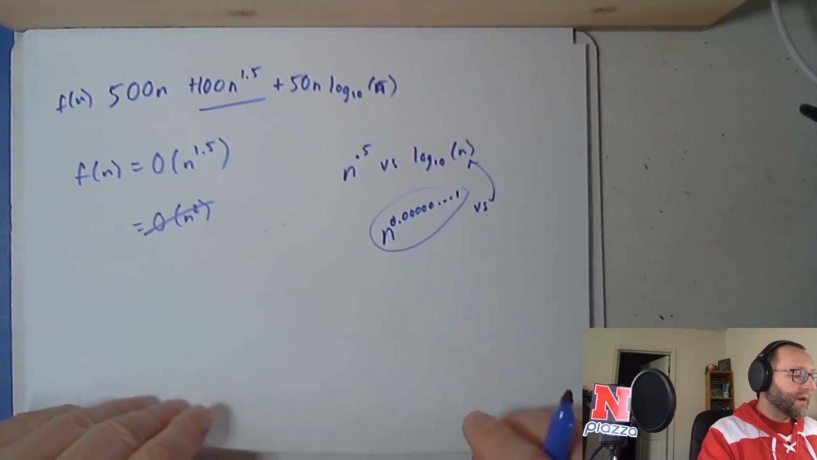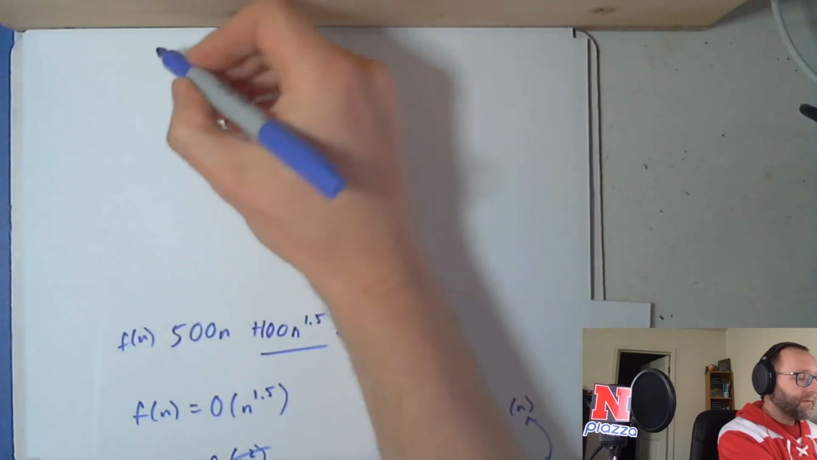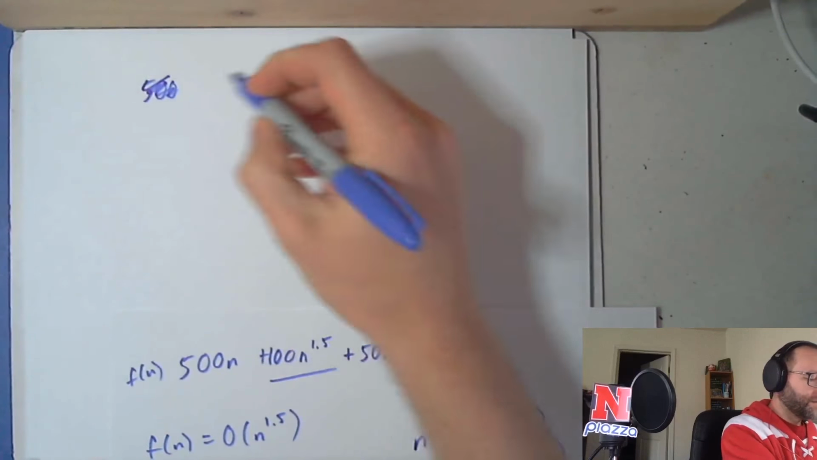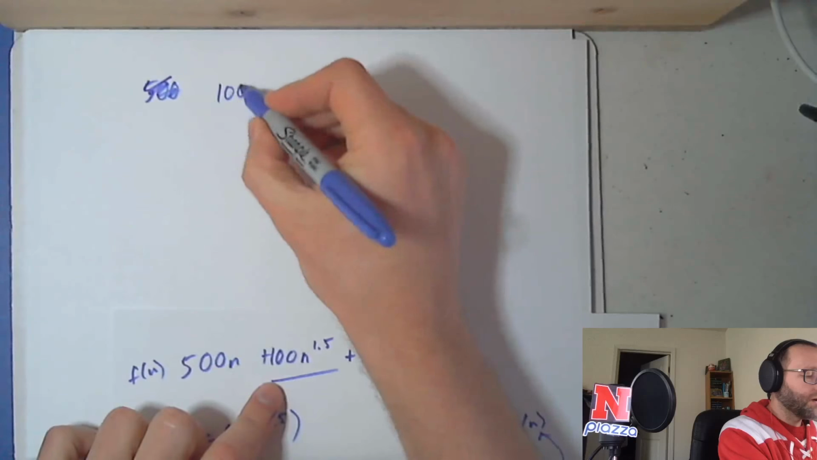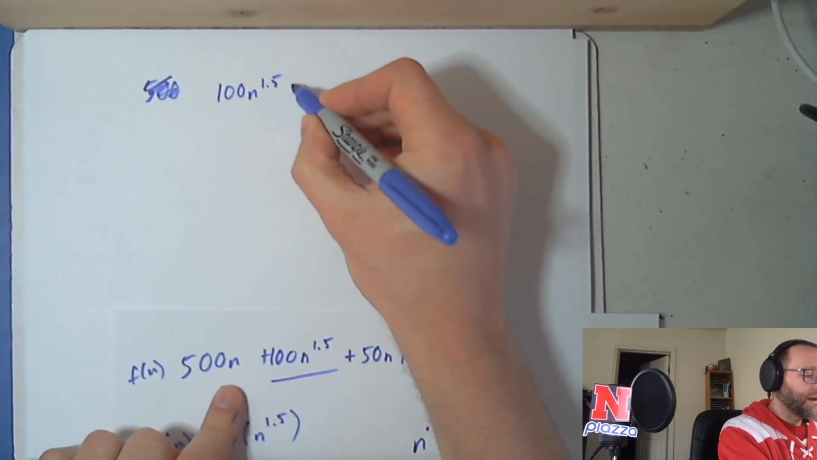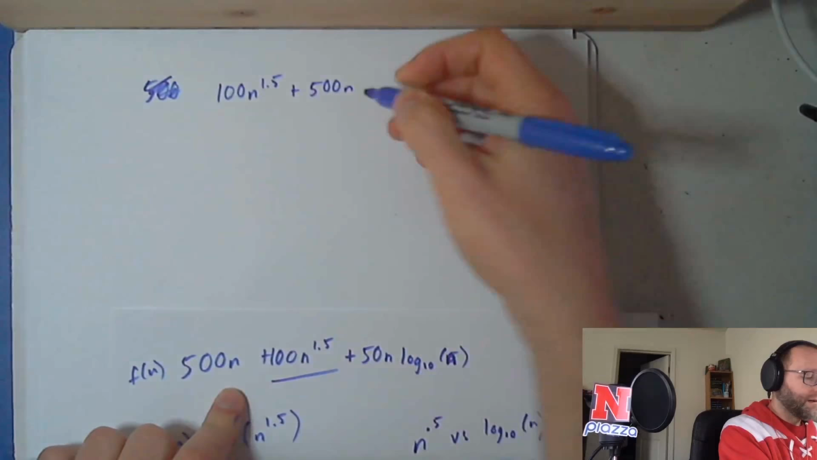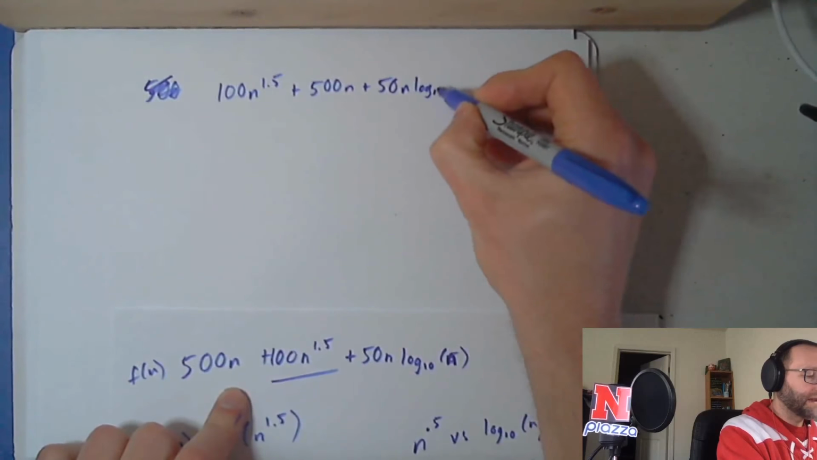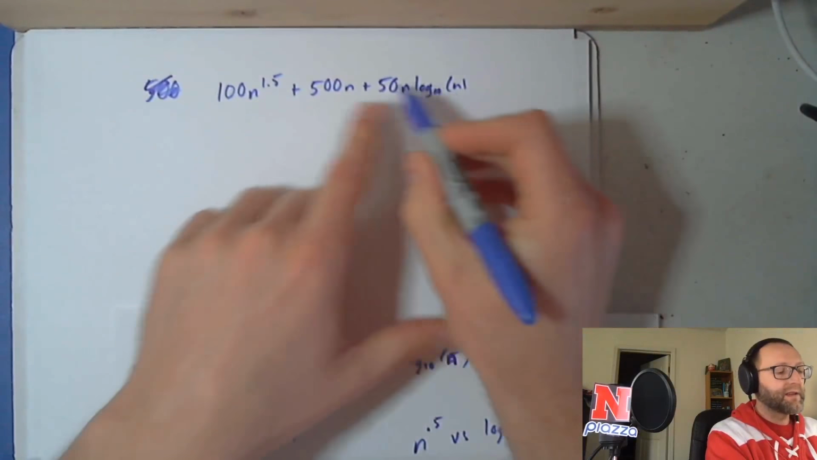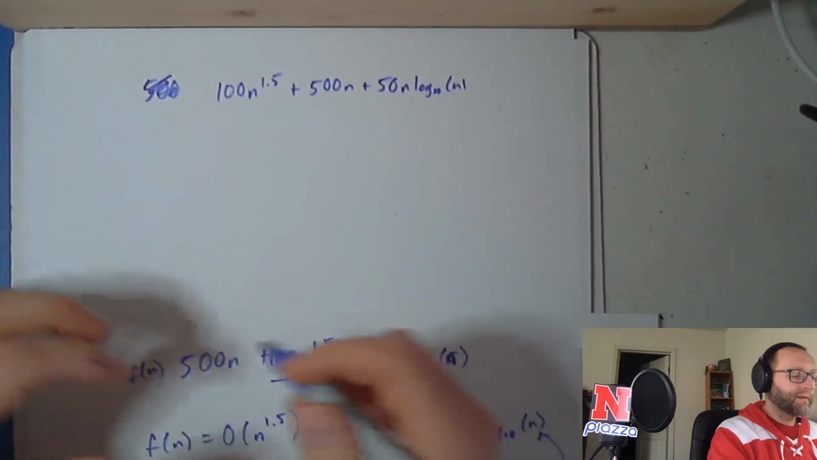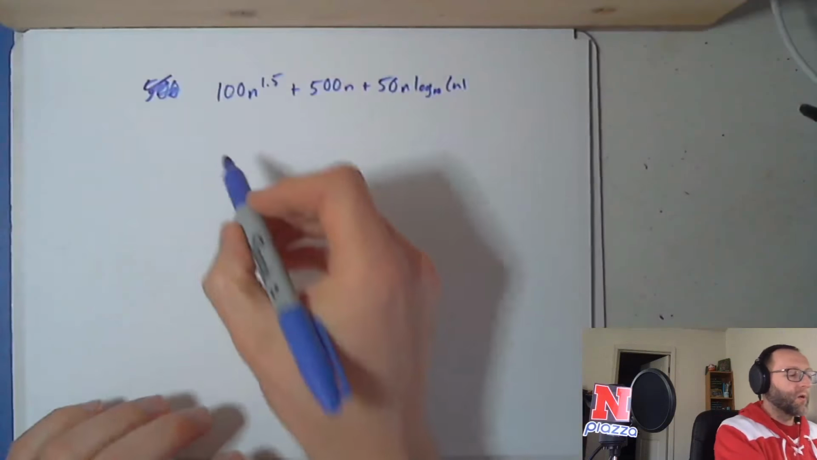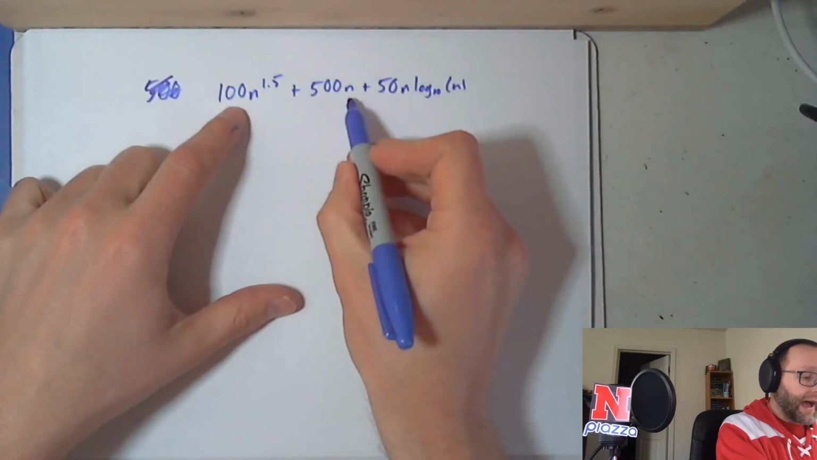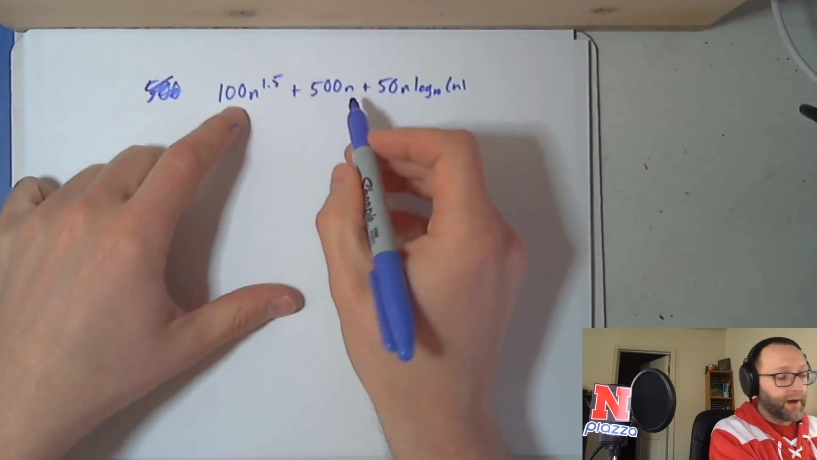Okay, let me give myself some more room here. Actually, no, let me rewrite this. Sorry. I'm going to write the highest order term over here: 100 n to the 1.5 plus 500 n plus 50 n log base 10 of n. I'm sorry, this has a higher order of growth than this one, but I've rewritten it now twice, so I'll go ahead and go with this. All right, this is less than or equal to, now I can make that n to the 1.5 because n to the 1.5 is larger than n.